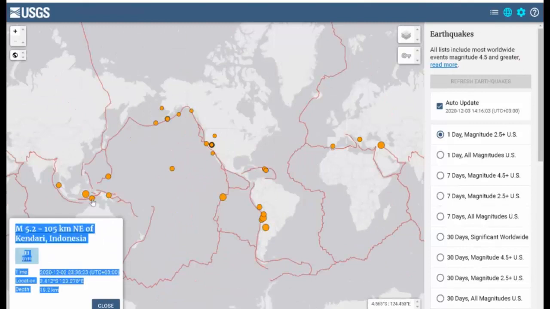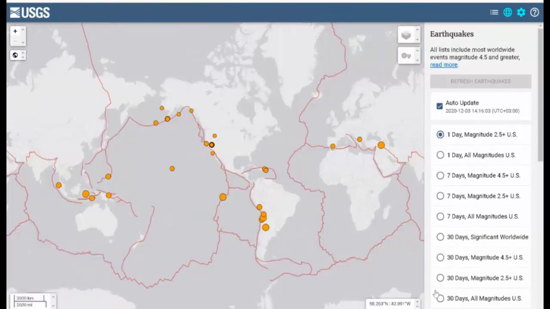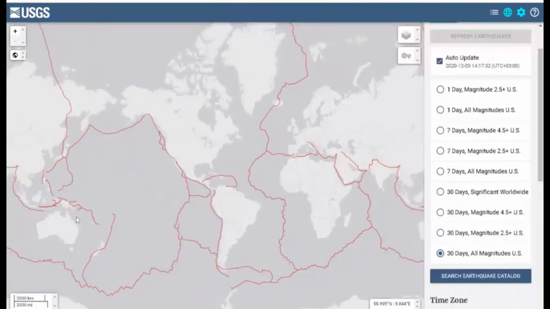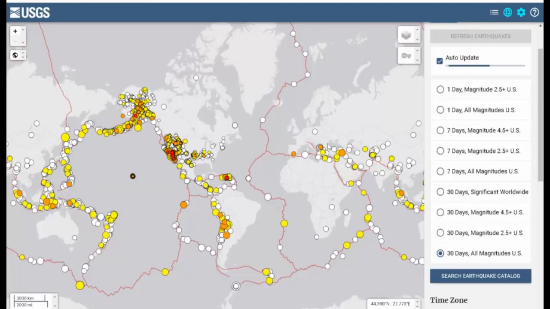You can see the location and you can see the depth from this map. This map can show you, if you want, all the earthquakes in the year. Let's take the last 30 days. When it loads, you will see a lot of earthquakes everywhere on the map. It starts to show you now.